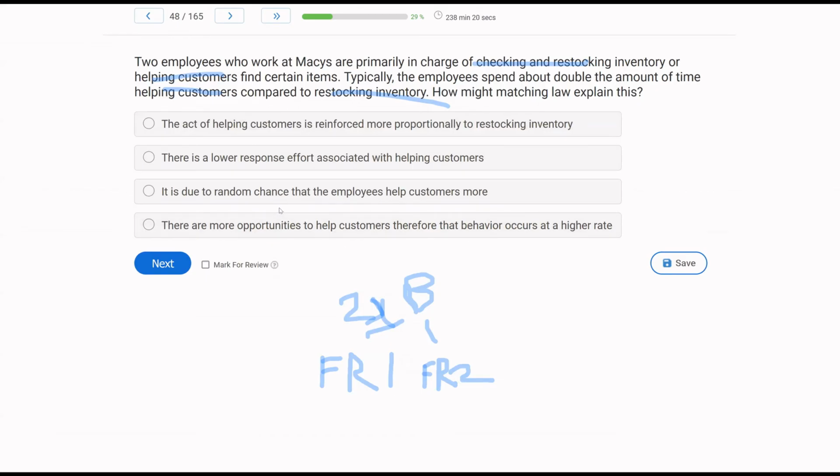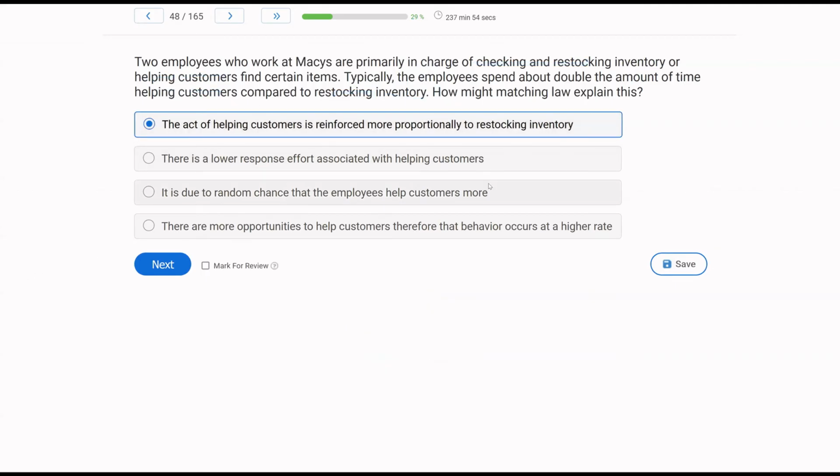C, it is due to random chance that employees help customers more. Well, we're not going to chalk anything up to random chance because we are deterministic. D, there are more opportunities to help customers. Therefore, that behavior occurs at a higher rate. We don't know that for sure. All we know is they help double the amount of customers as restocking inventory. It's likely that helping customers is reinforced proportionately to restocking inventory as far as matching law is concerned.